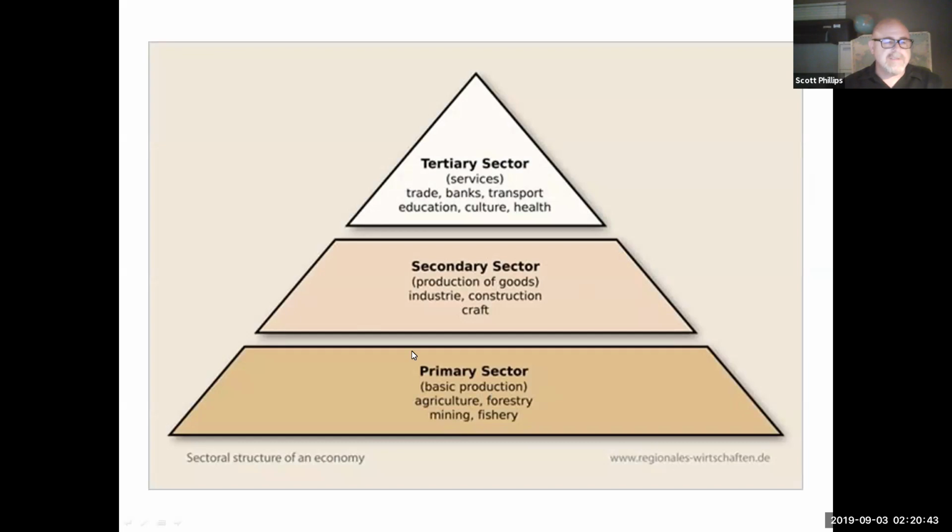Usually this is a figure that kind of shows the structure of it. The idea is that you have the primary sector, which is collecting goods from nature, the secondary sector, which is sort of a next level of production, and then finally you have what's called the service sector, or providing some type of service rather than goods.